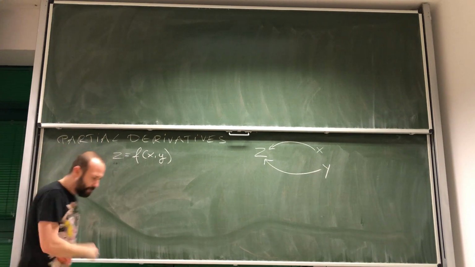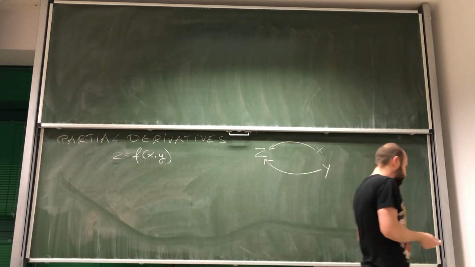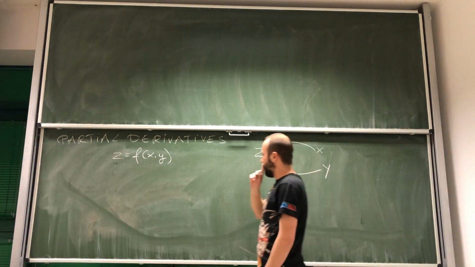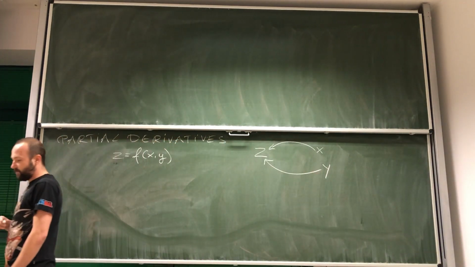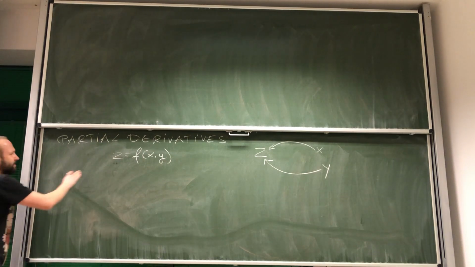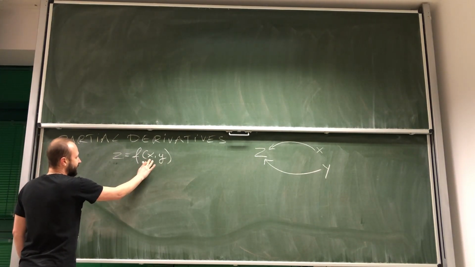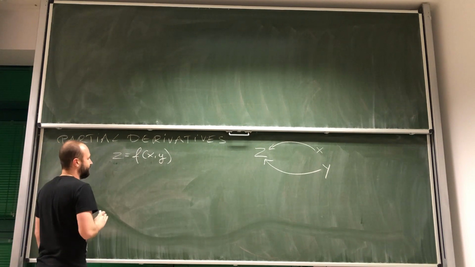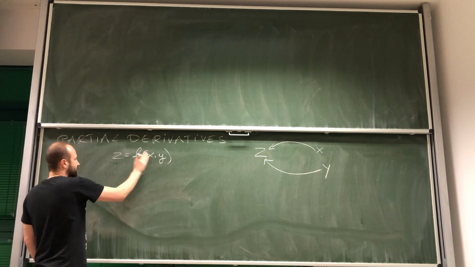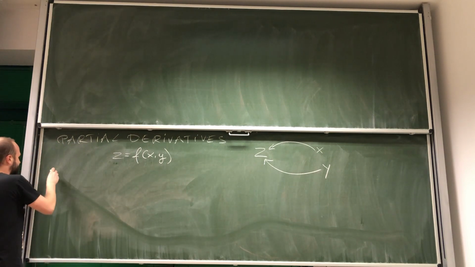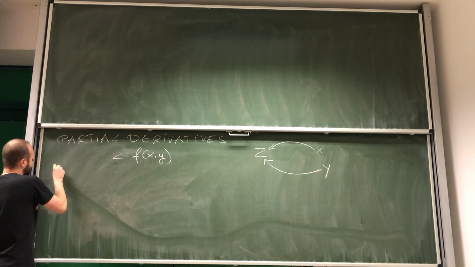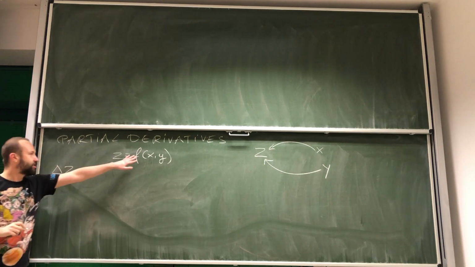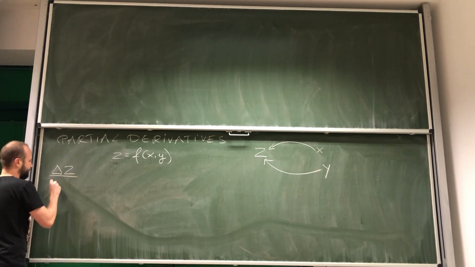But let's remember, what did we do when we calculated derivatives of a function of one variable alone? Look, and let's consider a case like this. Let's just say that the only thing that is changing here is x. So, at the beginning, of course, we want to know what is the impact of changing x on change in z.